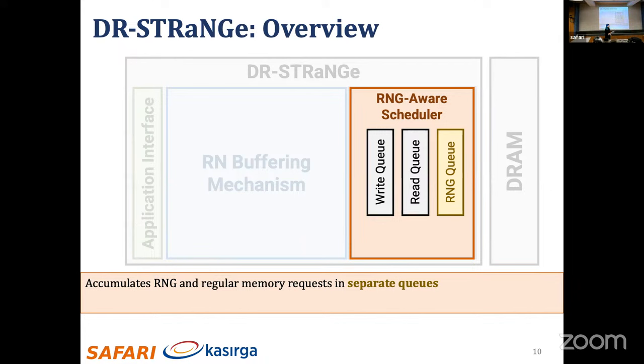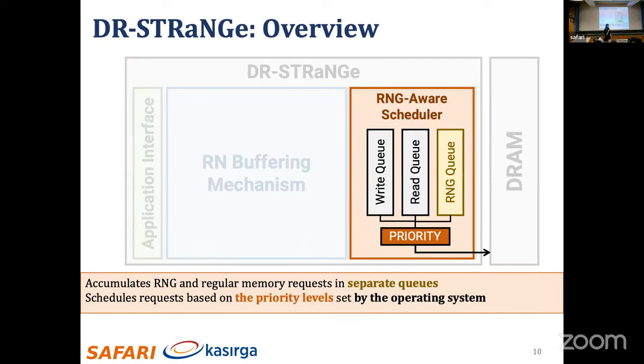How does it do the prioritization? It is done with the priority levels set by the operating system. The operating system already has priority levels that it uses to manage hardware resources, so it already prioritizes some applications over others when it schedules different jobs to different hardware resources. The RNG-aware scheduler uses these priority levels set by the operating system and prioritizes some applications' requests, which could be random number requests, so they can be served quickly. By doing so, we reduce RNG interference by separating them and improve system fairness.